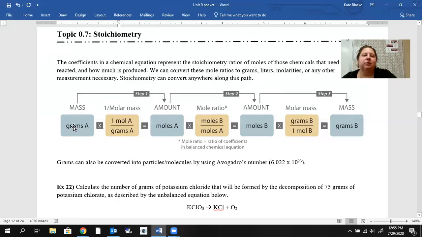The full pathway starts with grams of one chemical. We convert it into moles of that chemical. We then can use the mole ratio to convert from moles of one chemical into moles of a different chemical, and then use that new chemical's molar mass to get it into grams.